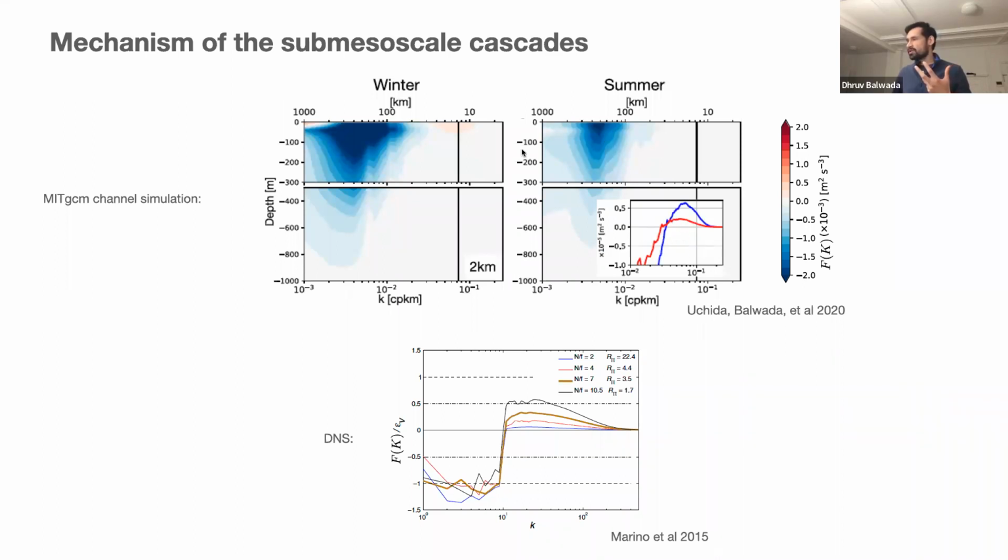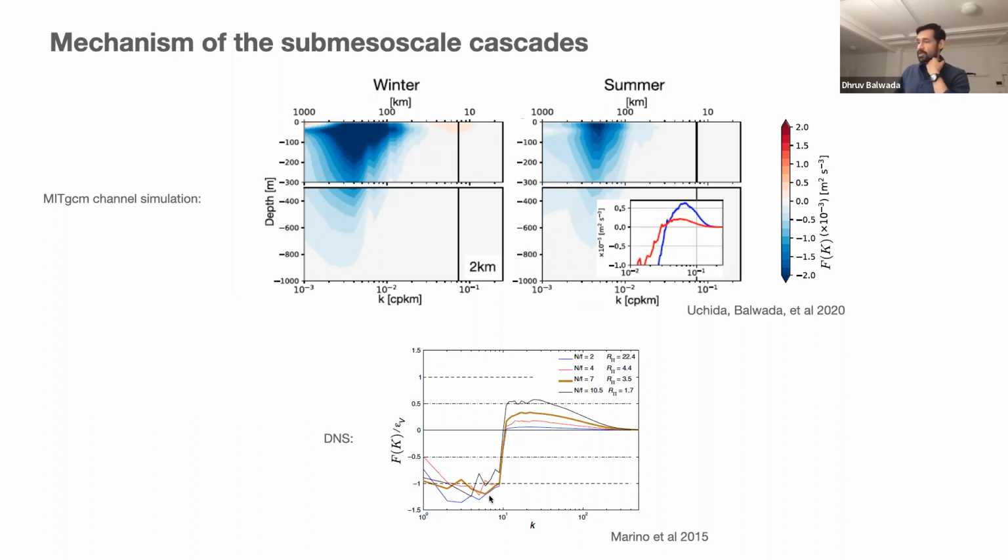But if you zoom in near the surface, what you also see is that there's the presence of a weak forward cascade. And the strength of this cascade in these simulations is on the order of a few percent, or maybe 1 to 5% of the strength of the inverse cascade. But we can also look at other simulations.